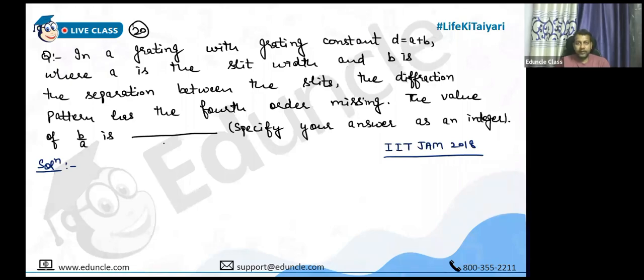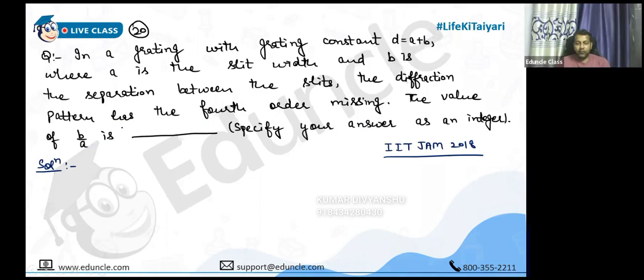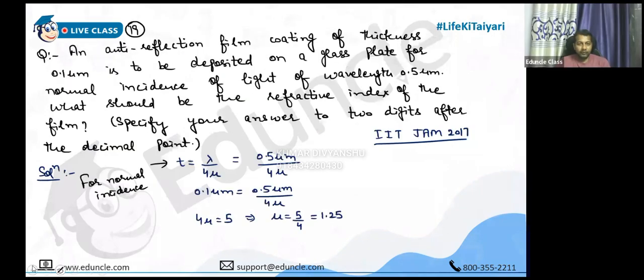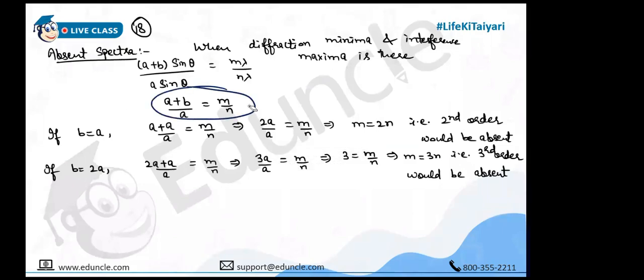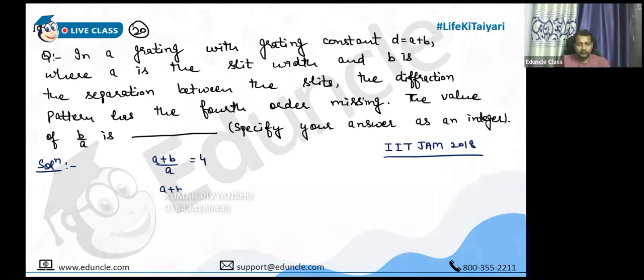Very good, Rita. Very quick to answer. Fourth order. Yes. Clearly given that fourth order is missing. Yes, Durga. So you can make use of this formula. It means A plus B by A is 4. That's it. Such an easy question.